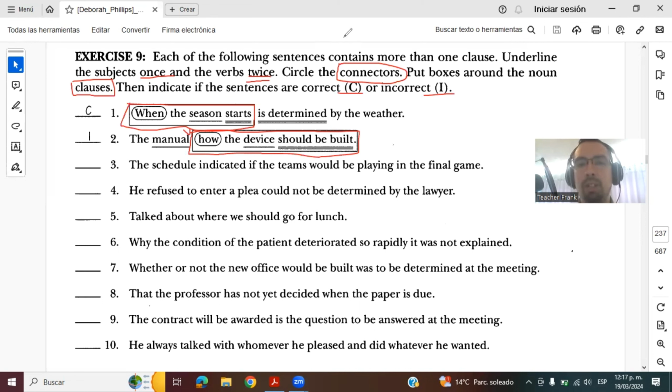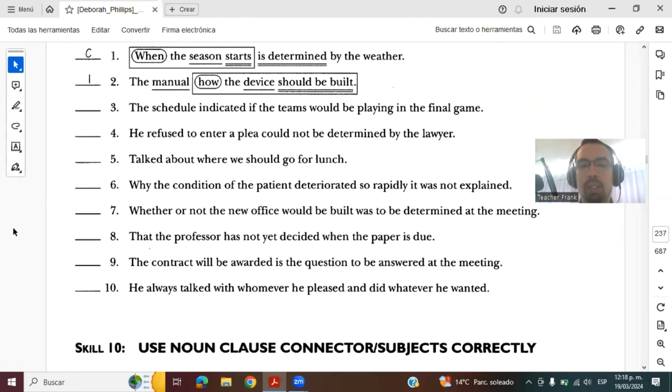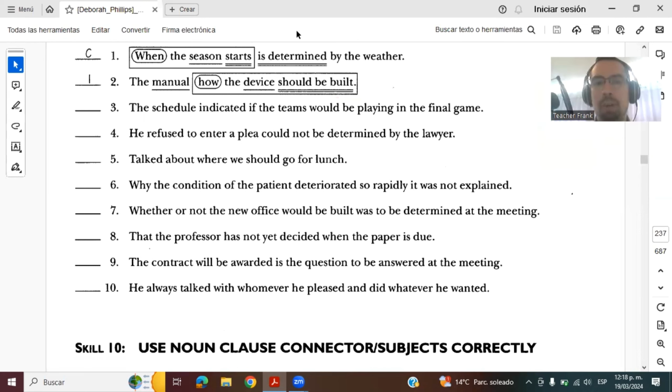So I'm going to go ahead and show you 3 to 10. So you can go ahead and do them, and we will check them in a moment, okay? So go ahead and pause the video, please. Okay, ready? Let's look at number 3.